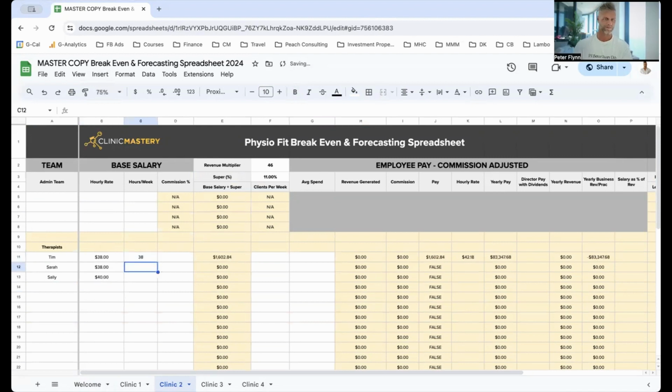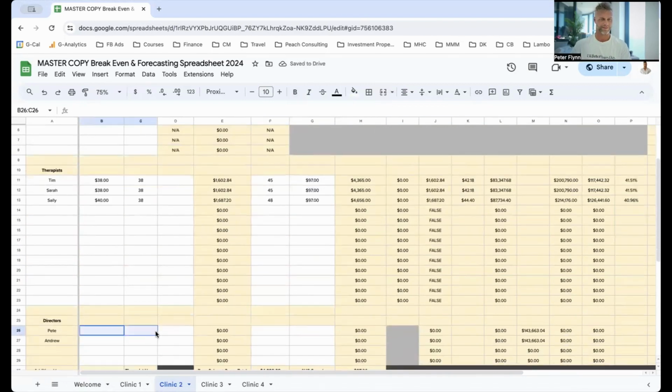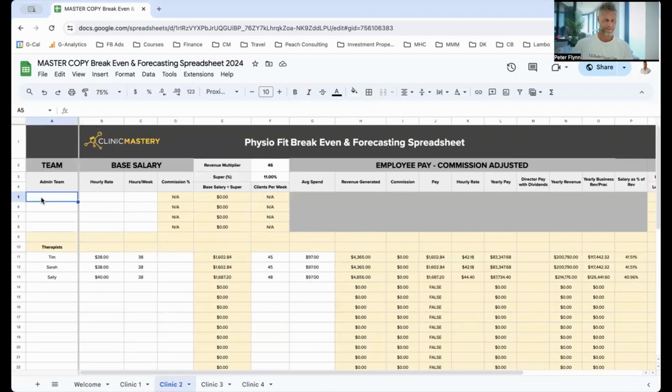And let's make them full-time team members as well. 45, 45, 48, and say we've got about a $97 average spend here. Now, this clinic example, because it's not carrying the director's salary, maybe we'll check an admin team member in here, John, and we can say 35 and 38 hours per week.